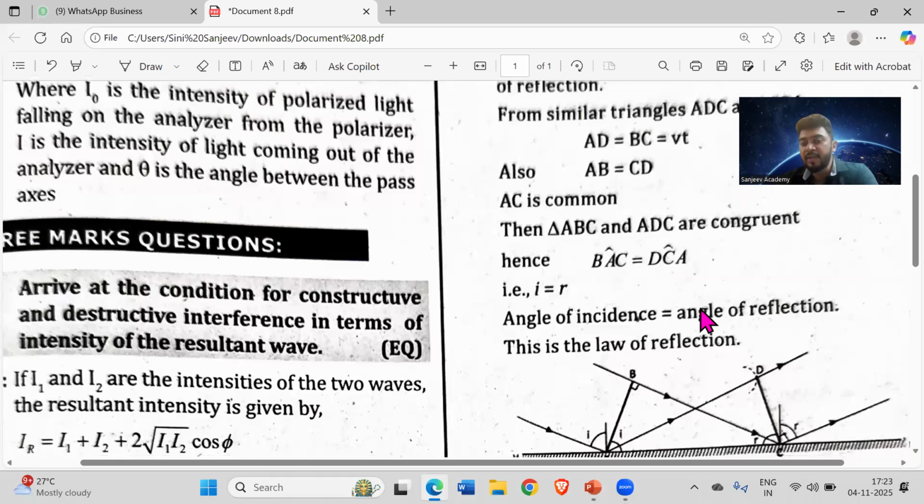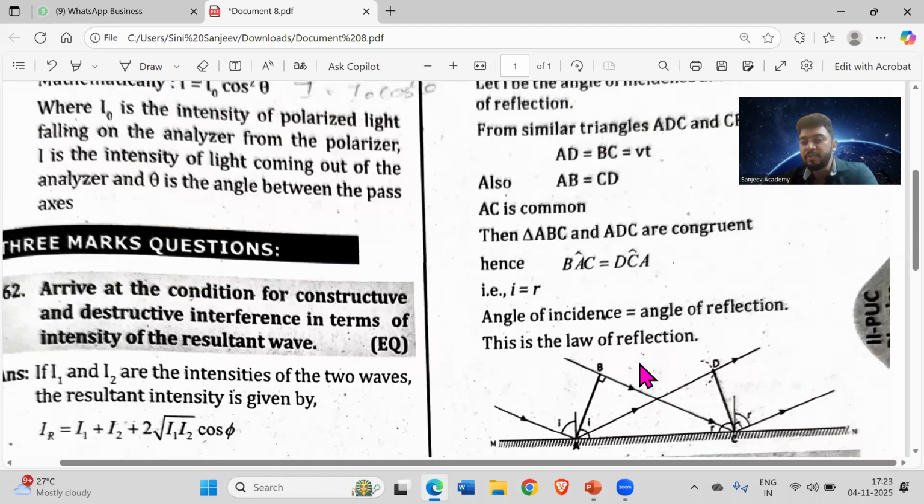And both are similar triangles. Similar triangles means that ABC is congruent to CDA, or ADC, whatever it is. So if I take these two triangles, this angle will be equal to this angle. This is nothing but the angle of incidence, angle i. This is the angle of reflection, angle r. That's it, that's what the theorem is all about. So you have to mention these things as well as draw the diagram properly. You'll get the full 3 marks in this.